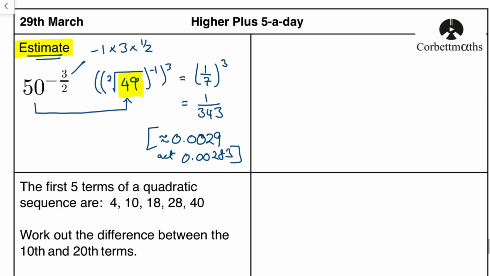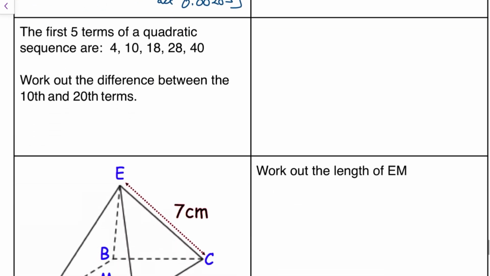Question done. Next question. The first 5 terms of a quadratic sequence. I've had quite a few quadratic sequences on the further maths one, but this is a higher plus, isn't it? So let's do this the way that I always do it. And then it says, just to make it different, work out the difference between the second and 20th. Okay, now because it's not linear, there's not an easy way of doing this without actually just working out the nth term. So I'm going to need the nth term.